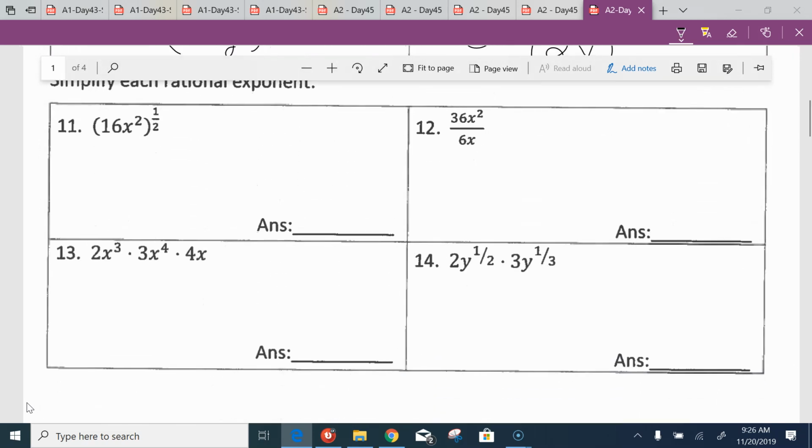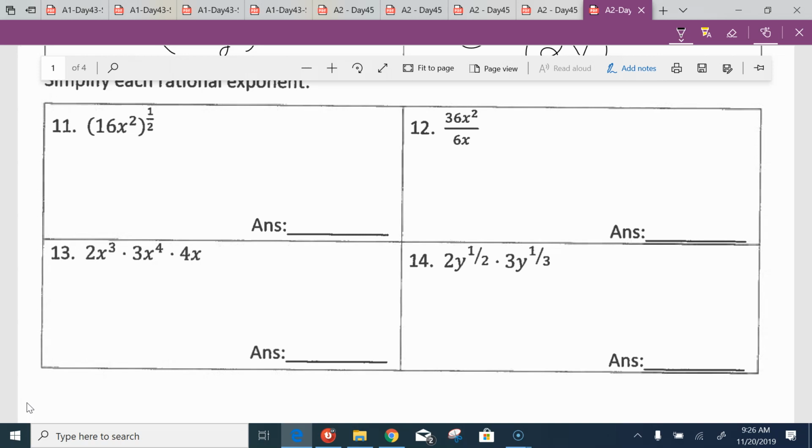The next four, numbers 11, 12, 13, 14, are all using the exponent rules to simplify. So here, if you could give me a single number answer, cool, but if there's variables, you won't get to a single number answer. Your answer will have x's or y's or whatever in it.